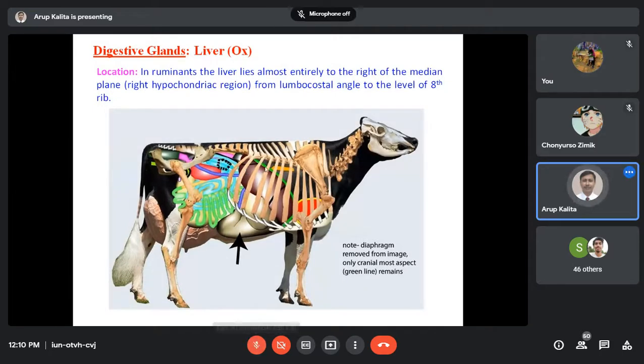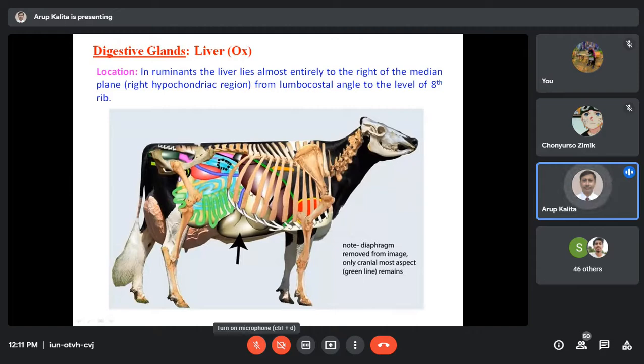I told you the liver is located in the right hypochondriac region. That means the liver is located on the right side of the median plane. And how will the left lobe and the right lobe come? It is a comparative statement. The right lobe is on the lateral side as compared to the left lobe. The left lobe is towards the median line, that is why it is called the left lobe. And this side is called the right lobe because it is on the lateral side. So this is the right lobe dorsally, left lobe ventrally.